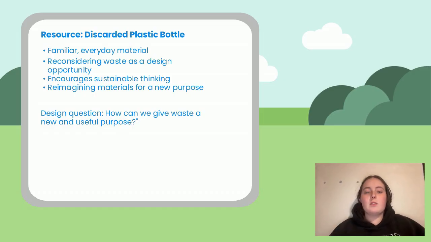I chose this resource because although students may initially see it as simply rubbish, it can become the starting point for creative thinking about waste, sustainability, and the role design can play in creating a more sustainable future.